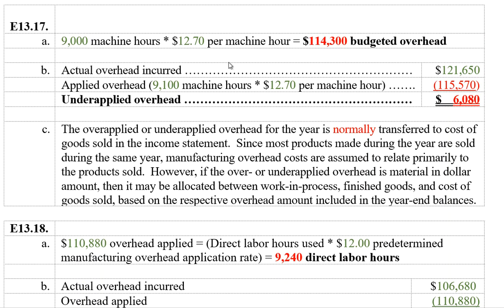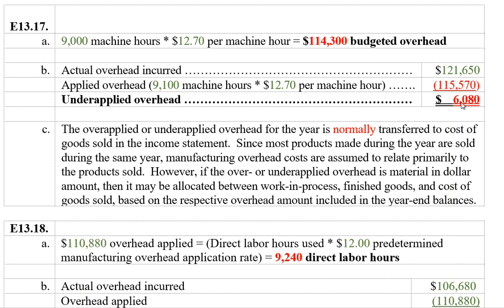Why? Because we used actual machine hours here. Notice we have 9,100 versus 9,000 machine hours that were estimated, but we actually used 9,100, so we applied it by machine hour, which means that we ran more machine hours than we expected to. So when we did that, we came up with an under applied overhead of $6,080 here.